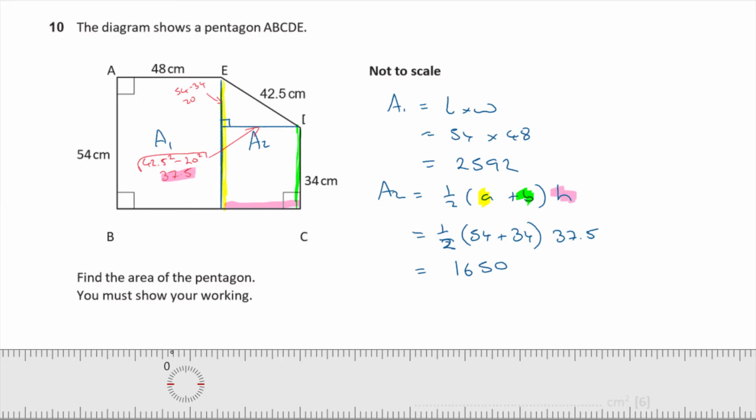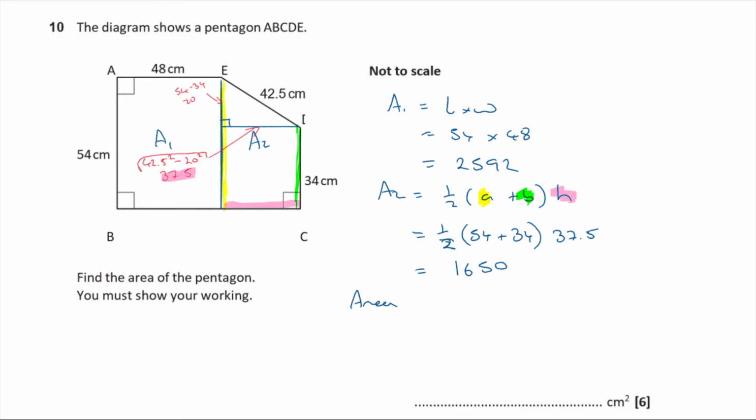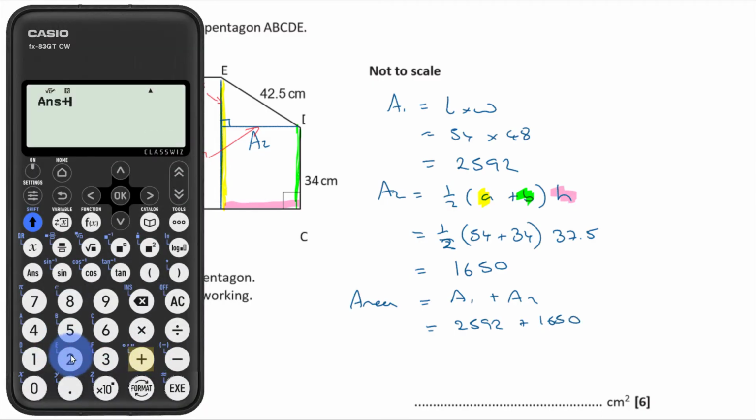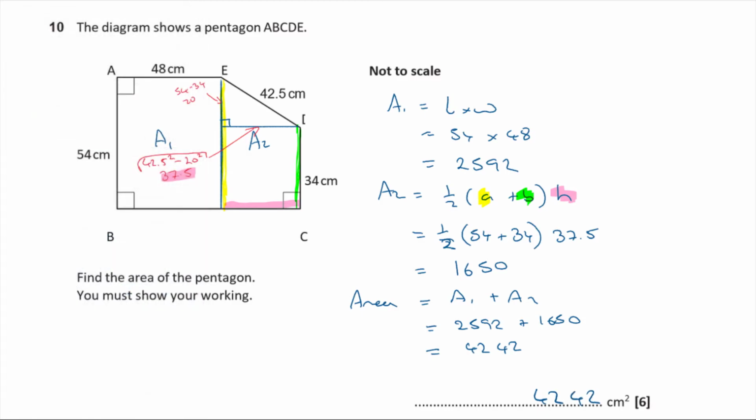So that's area 2. Then my total area is going to be those two things added together, area 1 plus area 2. That's 2592 plus 1650, which is 4242. Okay, that's my final answer.